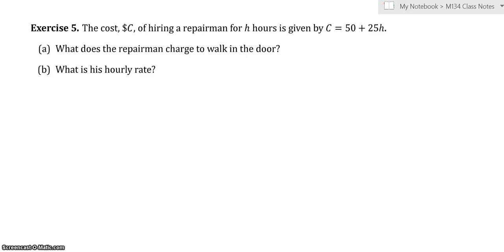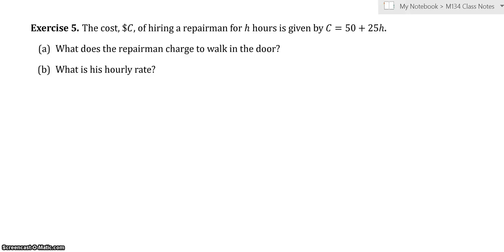Come back when you're ready. It says that the cost, C dollars, of hiring a repairman for H hours is given by this formula: C is equal to 50 plus 25H. What does the repairman charge to walk in the door? What is his hourly rate? Go ahead, try this, and come back when you're ready.